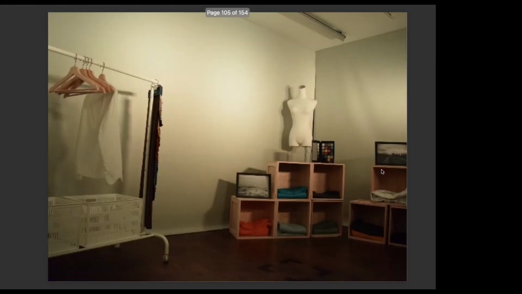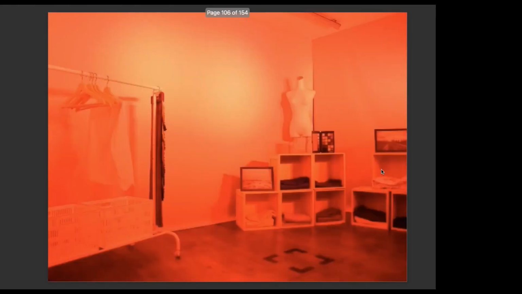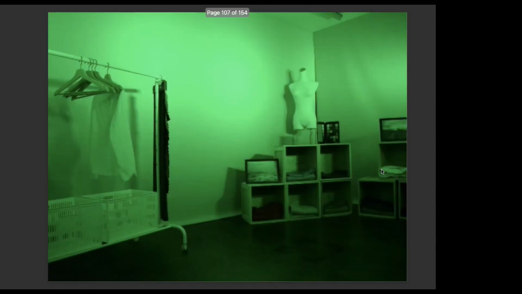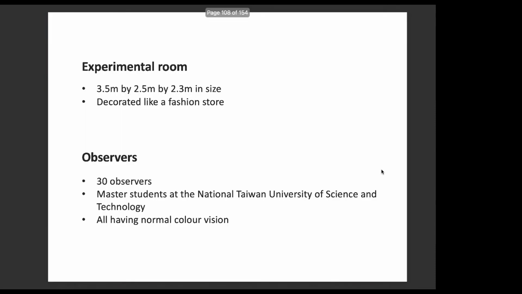So as you can see, we just used the LED lights as a wall washer to do the lighting in that room, so we can create various atmospheres in the room. And we used 30 observers, and they are all students in my university.